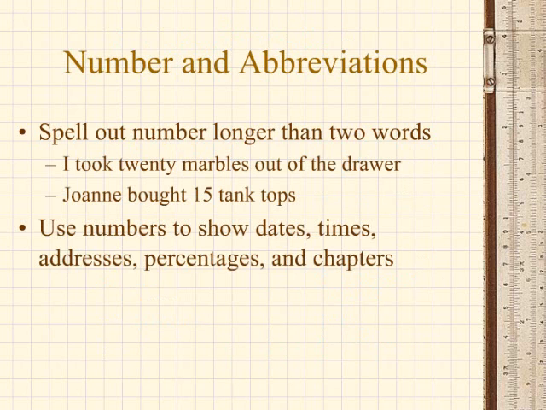Now it's time to turn our focus to numbers and abbreviations. There are a few basic rules that you should memorize, so let's go over them. Spell out numbers that are no longer than two words. Otherwise, use the numbers themselves. Be consistent when you use a series of numbers. If numbers in a sentence or paragraph require more than two words, then use numbers for the others too. Use numbers to show dates, times, addresses, percentages, and chapters of a book.